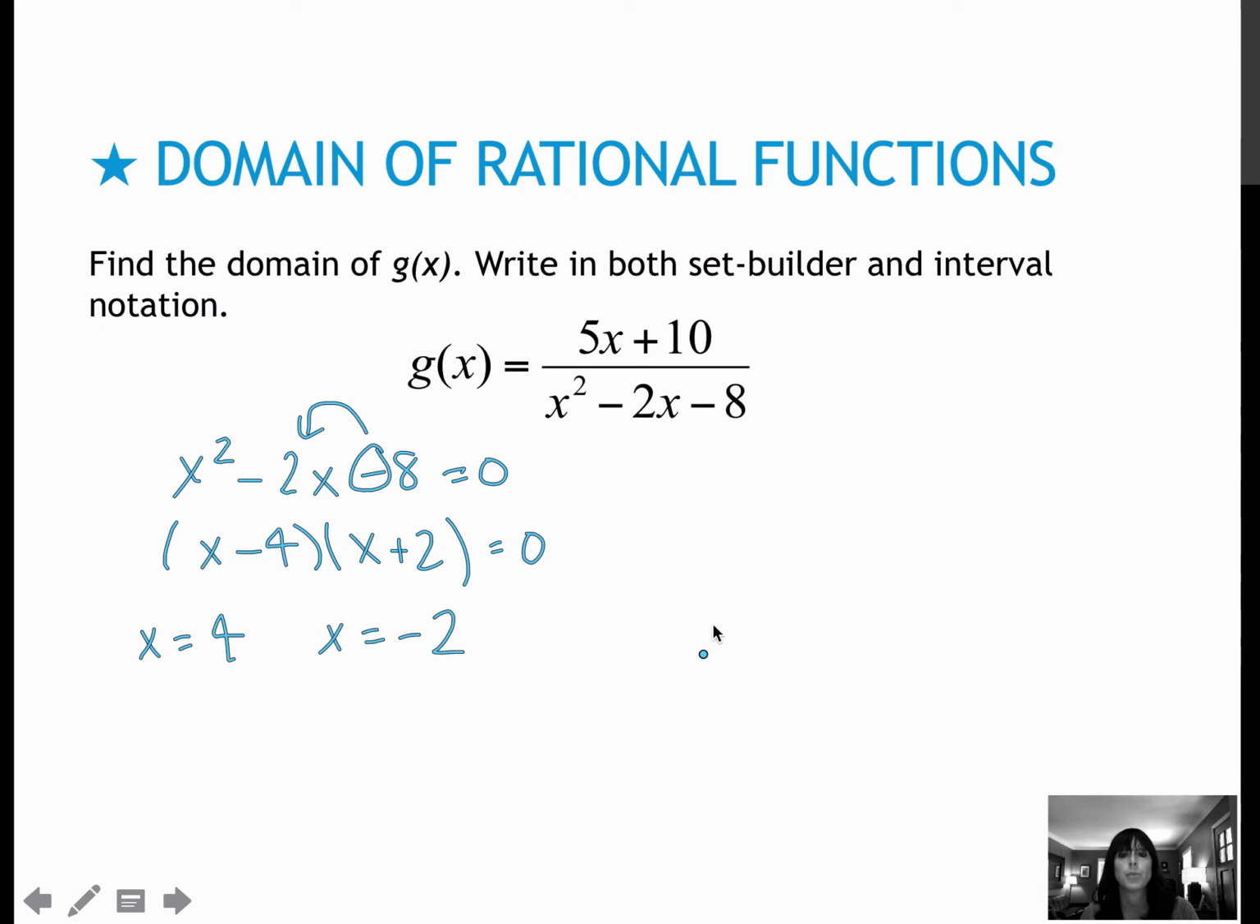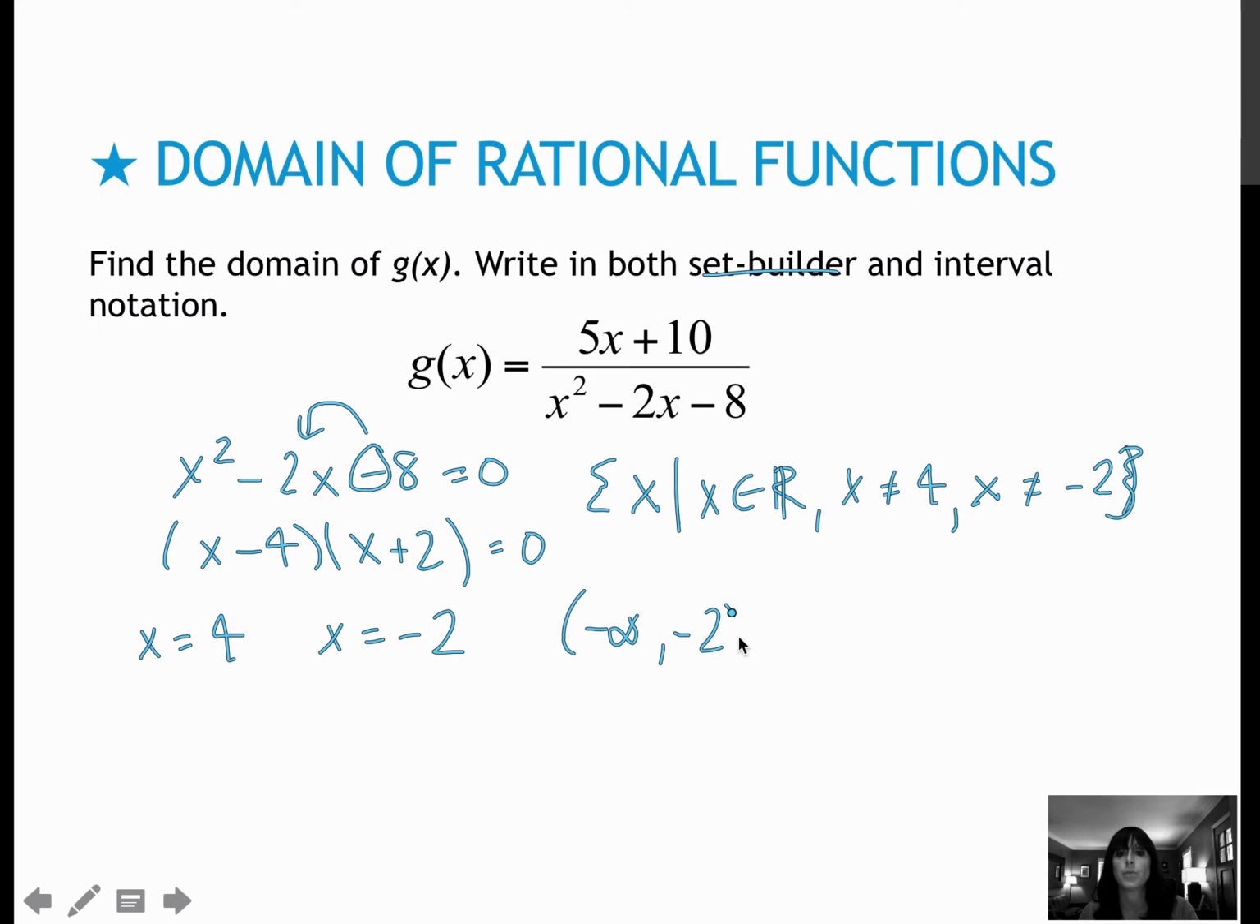In set builder notation, I would say all of the x's such that x is a real number, that x does not equal 4, and x does not equal negative 2. And in interval notation, I would say negative infinity all the way up to negative 2, union, negative 2 all the way up to 4, union 4 all the way up to infinity.